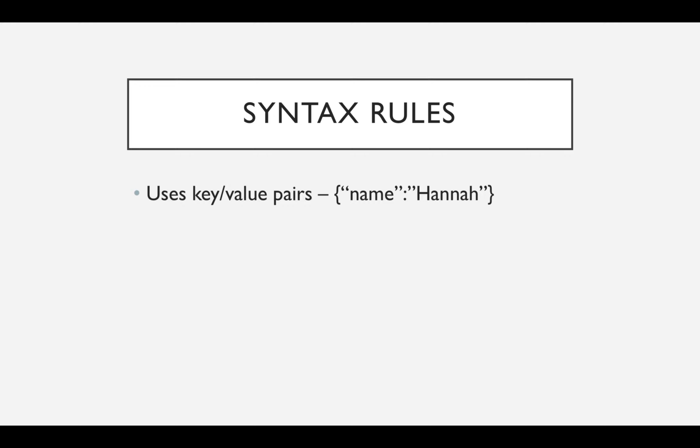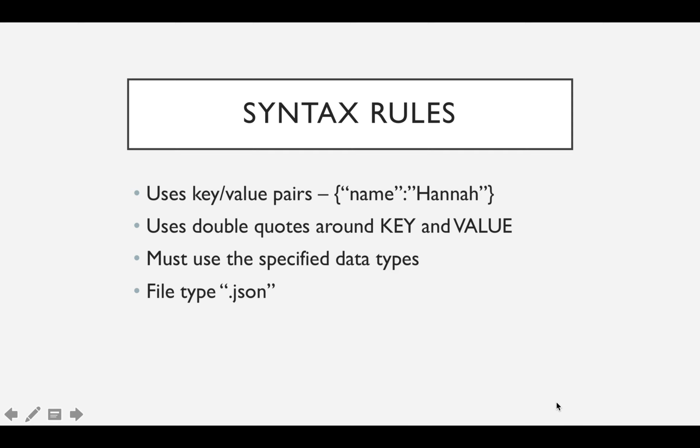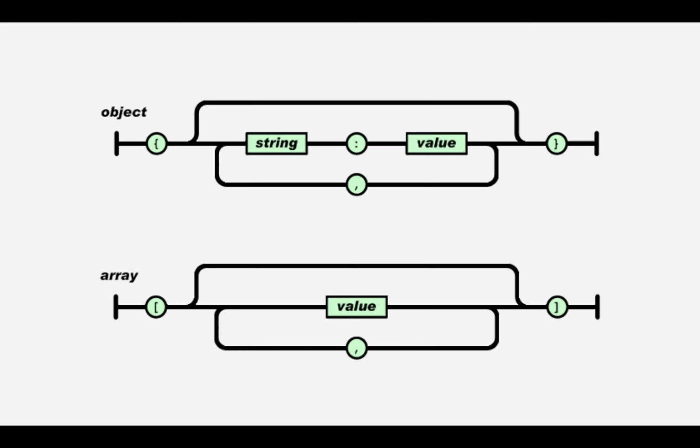JSON works by using key-value pairs. So if you'll notice right here, name is the key and the value is Hannah. Sorry, I might have said that a little mixed up. But make sure to put these double quotes, there's a colon in between the two, and they are wrapped in curly brackets. So we talked about that. I have to use double quotes. They must be specified data types, so use the .json extension, and the MIME type is application/json.